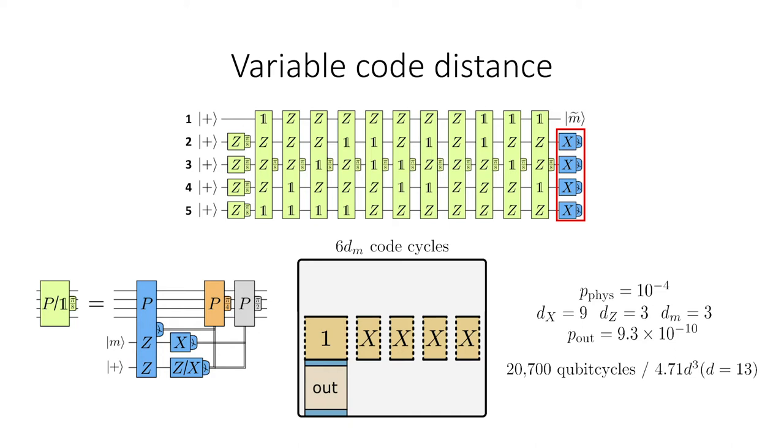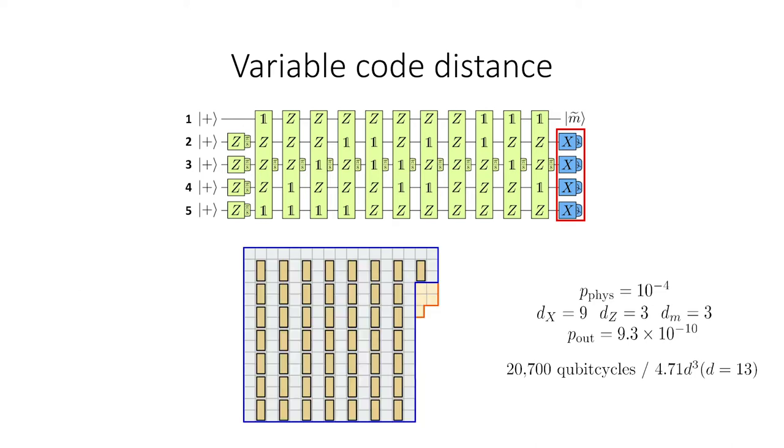Of course, if you want to have it in terms of the full distance, then it's 4.71 d to the third, but this number is relatively meaningless. What it means in this context is that if you want to produce one magic state every d code cycles, that you need to use a qubit footprint equivalent to 4.71 logical qubits at full distance. Of course, this was for a physical error rate of 10 to the minus 4, which is fairly low.